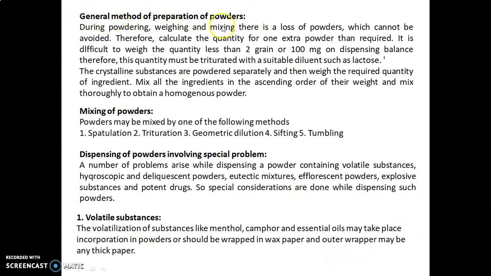General method of preparation of powders: during the powdering, weighing and mixing, there is a loss of powder which cannot be avoided. Therefore, calculate the quantity for one extra powder than required. It is difficult to weigh a quantity less than 2 grain or 100 milligram. As we know, 1 grain is equal to 60 milligram. On a dispensing balance, therefore, this quantity must be triturated with a suitable diluent such as lactose. The crystalline substances are powdered separately and then weigh the required quantity of ingredient.